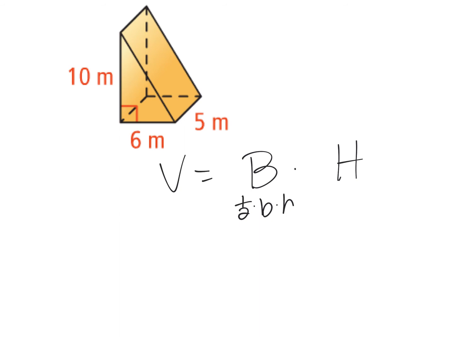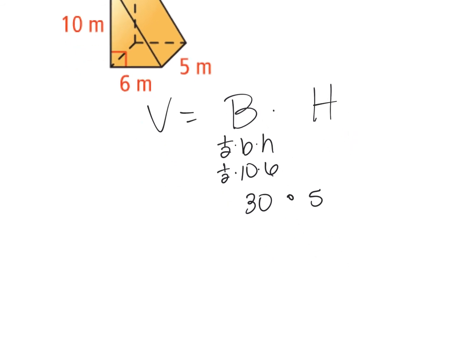What is the base and the height of your triangle? Well, you're looking for the two sides that make a right angle. So that would be 1/2 times 10 times 6. Stick that in your calculator and you get 30. Then what is the height of the prism? Well, that would be 5. So now I've got 30 times 5, which gives me 150. My label is meters cubed.